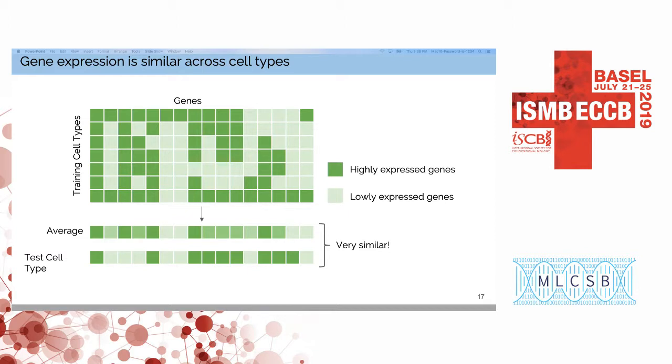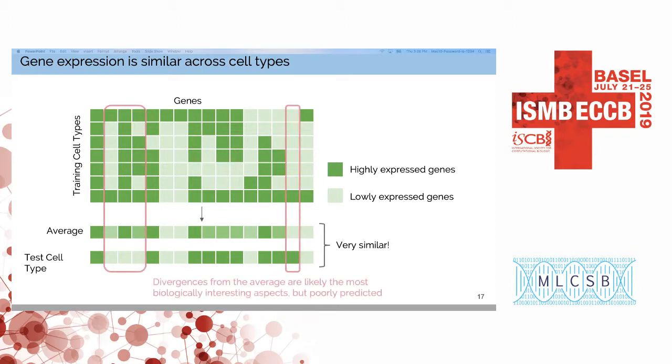Here, you'll notice that in this new test cell type that wasn't in our training set, we have a lot of similarities with just the average. Unfortunately, if we just take the average, while it seems like it may be a good predictor, it's missing all of the interesting, useful biology. The useful biology is the stuff that differs from one cell type to the next. Your average activity isn't going to get any of that, but it's going to be the most biologically interesting thing to study.